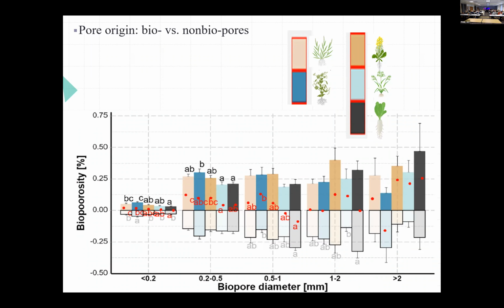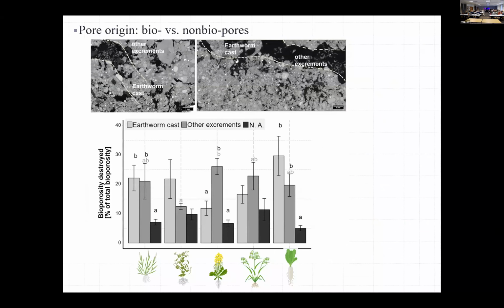So in our 5 centimeter cores, we just don't have enough representative large biopores. We have 1 or 2 here and there, and we're just not able to accurately and certainly estimate and quantify them.